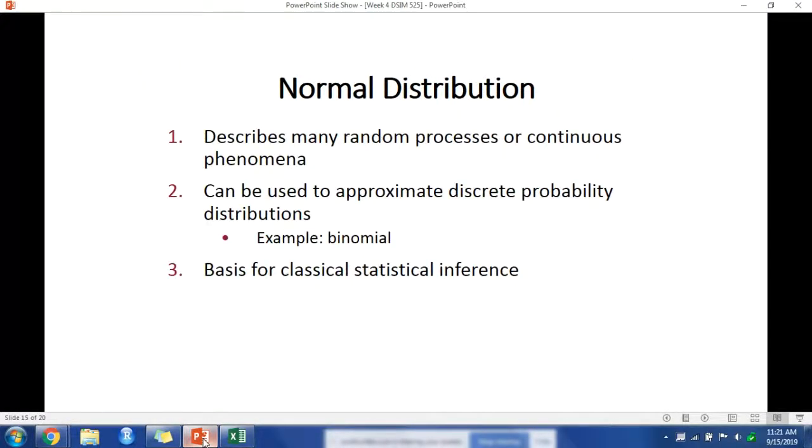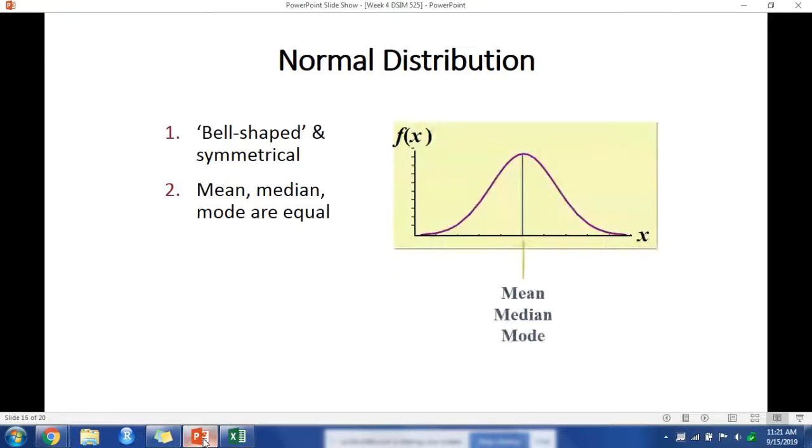The normal distribution is the most important. Most of the statistical tests we run assume a normal distribution, hence it is the basis for our classical statistical inference. The normal distribution is your typical bell-shaped curve, and the mean, median, and mode are all equal. It also has a skewness of 0 and a kurtosis of 3.